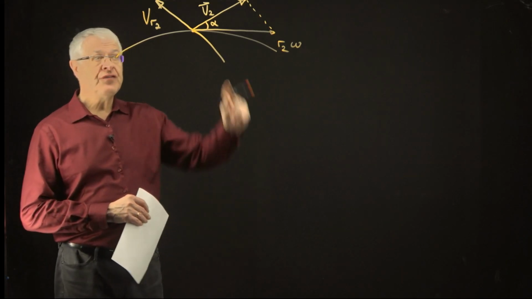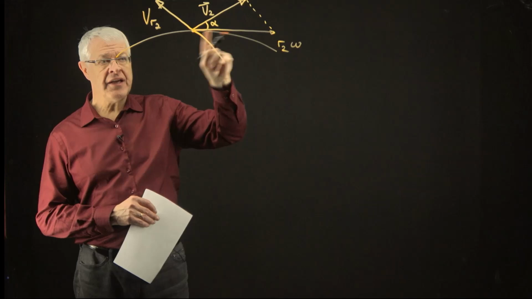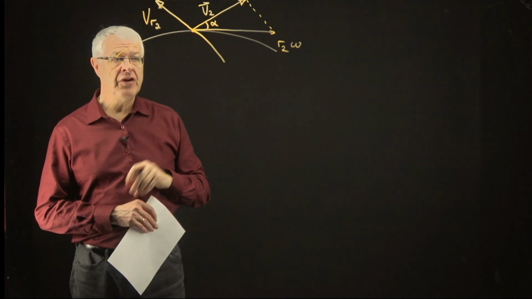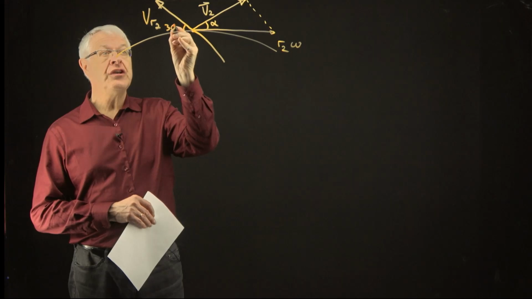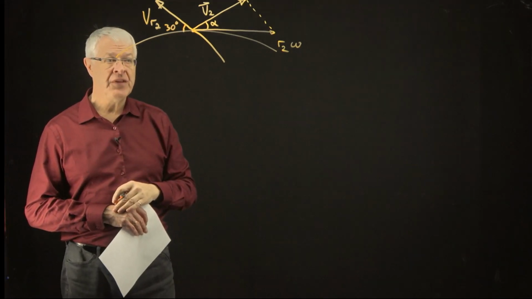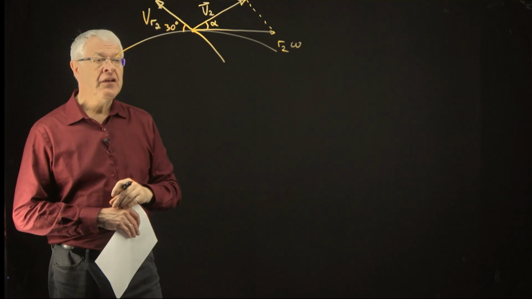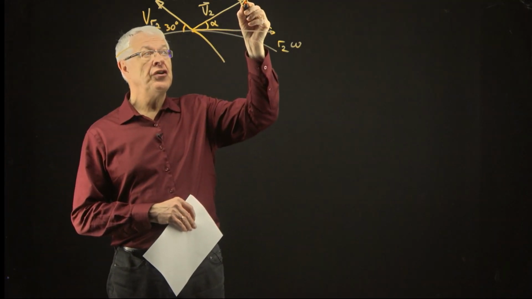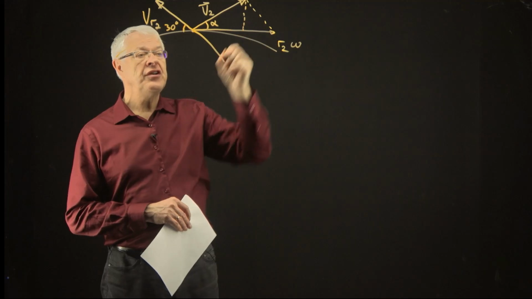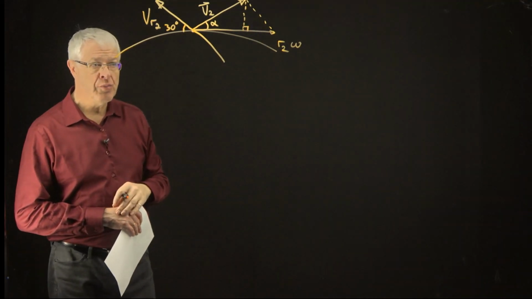So that's what we need to figure out, that velocity's magnitude and its direction in terms of this alpha, remembering that this angle here is 30 degrees, all right? And of course, we also know R2 omega. Now, what we want to do in order to figure out that velocity is draw another triangle here, drop straight down from that point, perpendicular to our R omega.